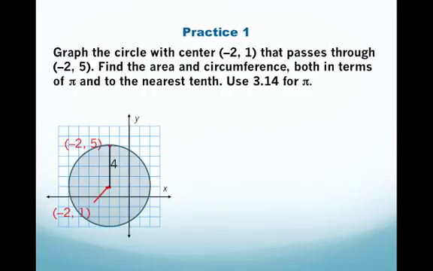When you graph it, it should look like this, and you should find out that the radius is 4, which means the diameter is 8. Remember to use these two formulas. Area equals pi times radius squared, and circumference equals pi times diameter, or 2 times pi times r.